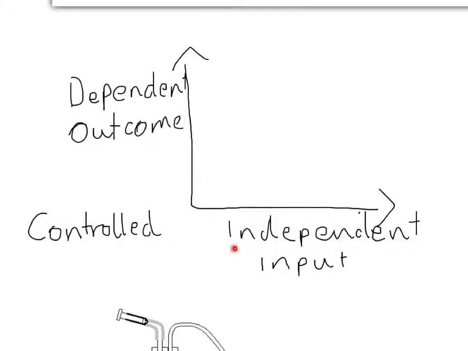So in this case, the independent variable would be the pH. We sometimes call that the input variable, the thing that the experimenter is deliberately manipulating. That's the independent variable. And then the outcome, what changes, in this case the rate of reaction, is called the dependent variable, which we always put on the y-axis.